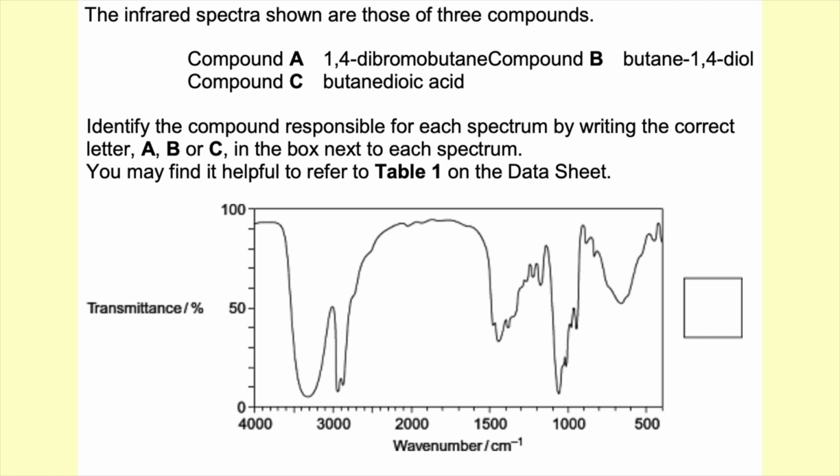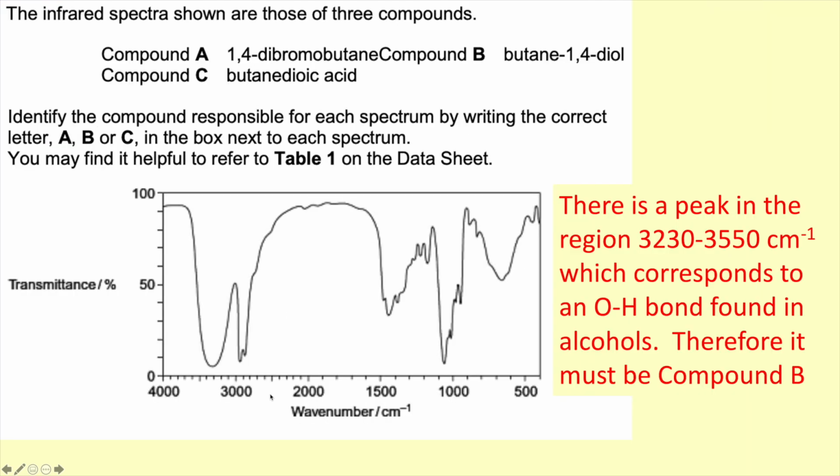So the first one to look at is this one here. We've got a nice peak here which we just saw earlier, and that's going to be the OH of our alcohols, and therefore it's going to be that butane 1,4-diol, our compound B.